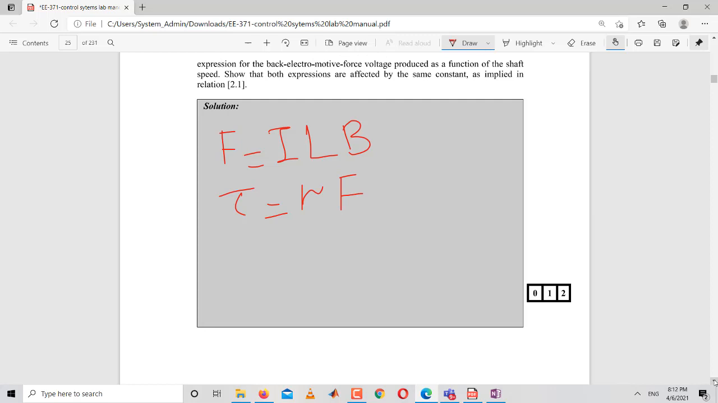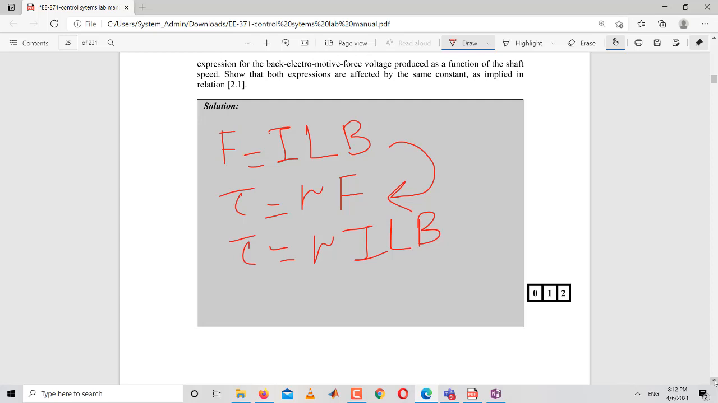So if you use the value of force from this equation here, you will find a relationship between the force and the torque generated and the current passing through it. So it will look like tau is equal to R I L B.